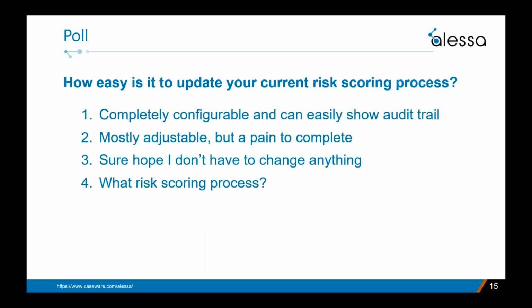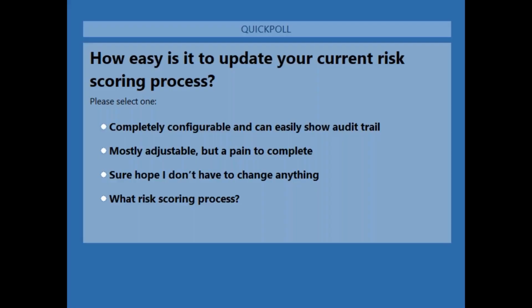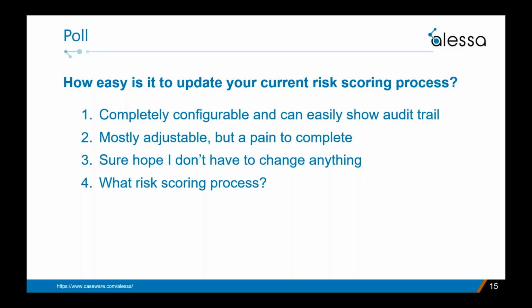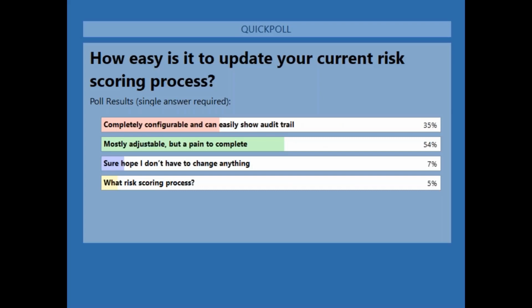How easy would you say it is to update your current risk scoring process? Once again, give us your response, and then Anu will give us the results. So Lori, good news. So 35% said completely configurable and can easily show audit trail. Great. 54% said mostly adjustable, but a pain to complete. 7% did say, sure hope I don't have to change anything. So there's some people who are facing some pains. And 5% said, what risk scoring process? Oh, no.